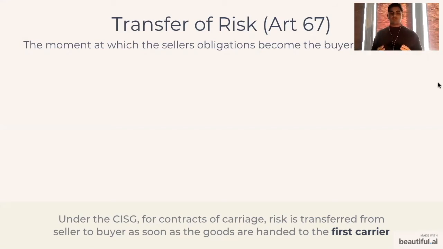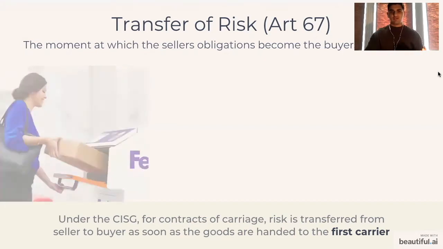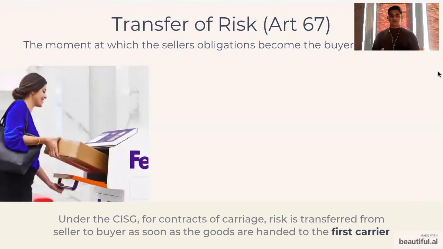Risk will be transferred from the seller to the buyer as soon as the goods are handed over to the first carrier. Essentially, it would be a scenario like this. So say, for example, that is the seller. As soon as she hands over the goods to the carrier, who is going to then ship them over to the buyer, that's when risk is transferred. That's when the buyer is under the obligation to pay and take delivery.